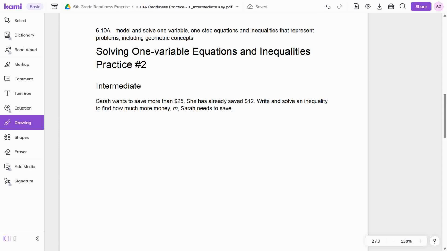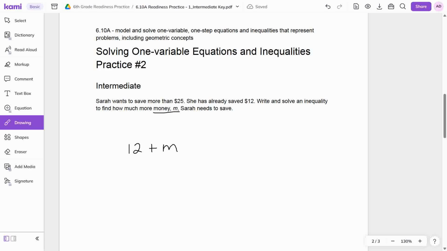Next, we need to write and solve an inequality to find how much money Sarah needs to save. So she wants to save more than $25. She already has $12. Okay, so let's think of it like this. She already has $12. She wants to add to that money, more money, and we don't know what that money is, so we're going to write that as M. That is going to be our variable.